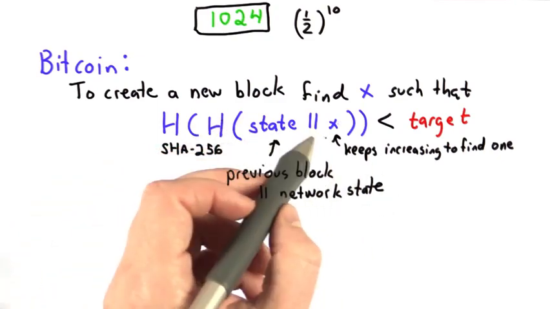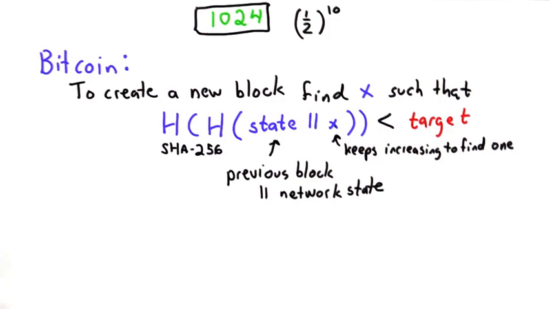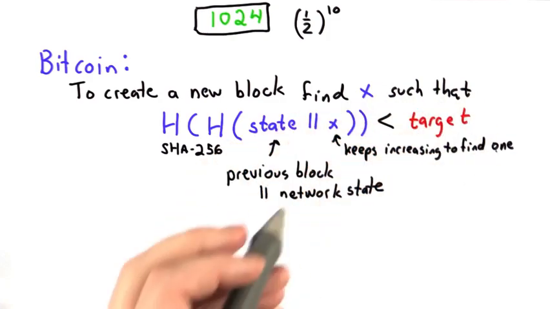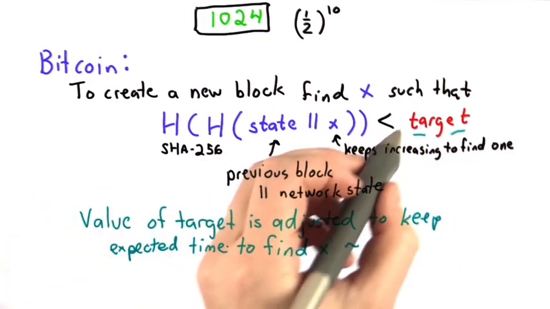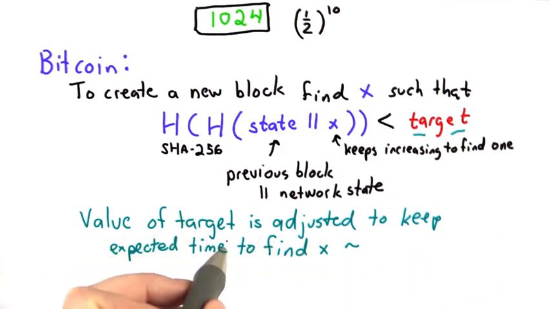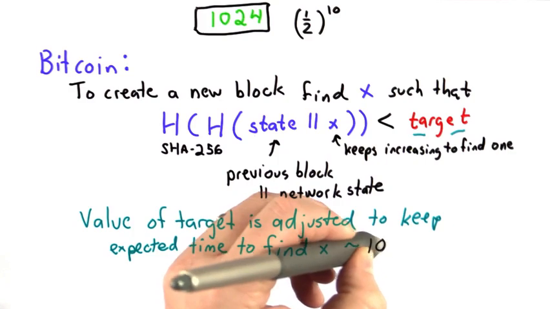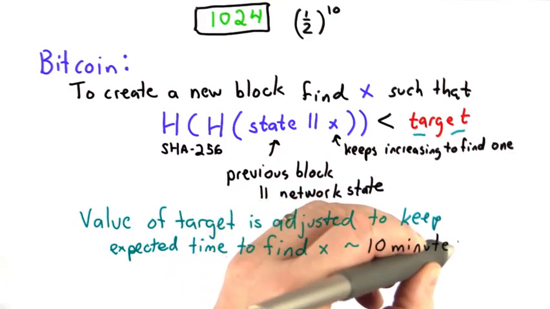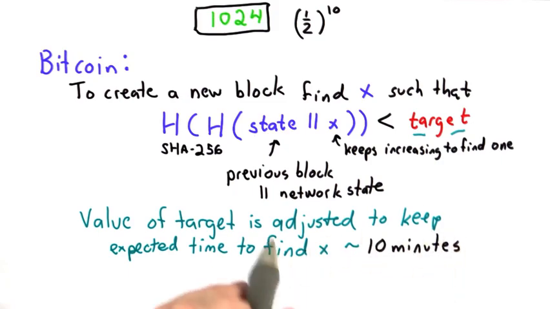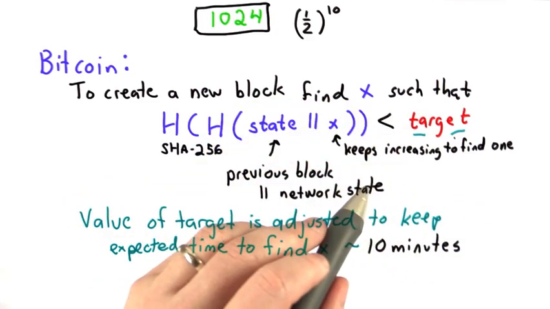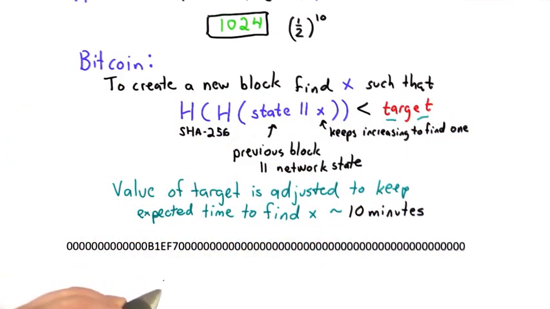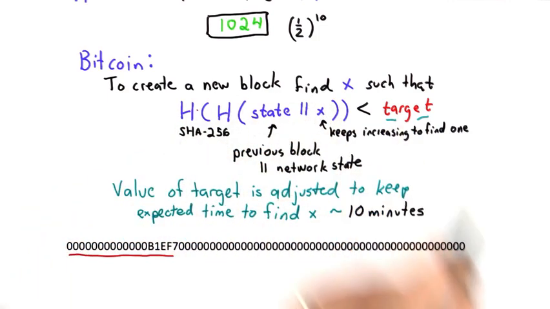So given those properties, the goal is to find the value x that you can concatenate with that to be less than some target. And the value of the target controls how hard it is to find. The way the Bitcoin currency is designed to work is this value of the target is adjusted in a way that keeps the time to find x about 10 minutes. That's the time for the whole network to find the next value. So that value of the target will keep decreasing as the computing power in the network increases. And if you go to the Bitcoin website, you can see the current value of the target, which is this value, that in order to create a new block, you've got to find an x value such that this property is less than the target.